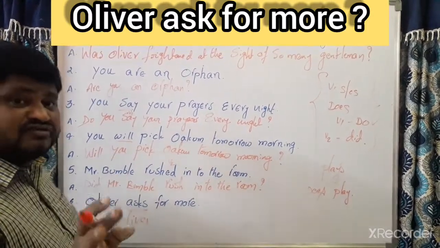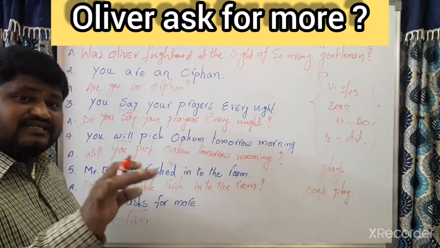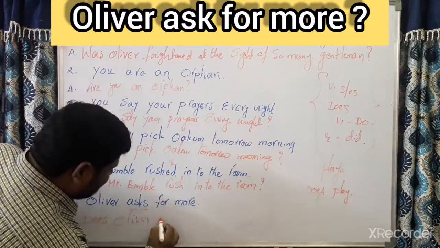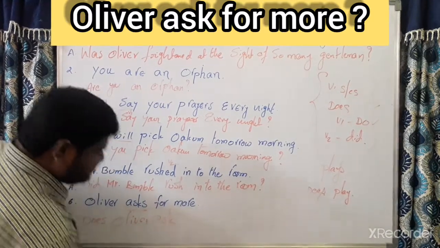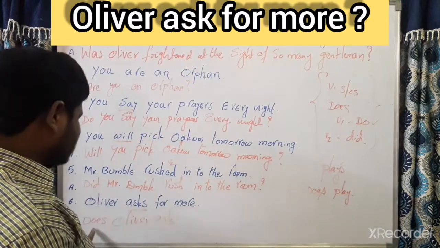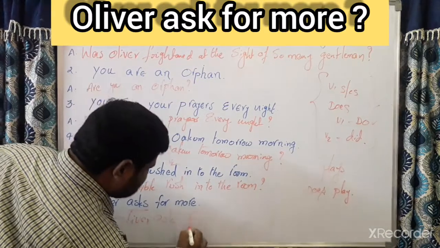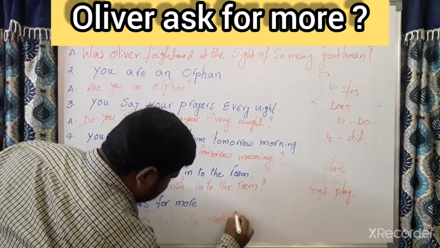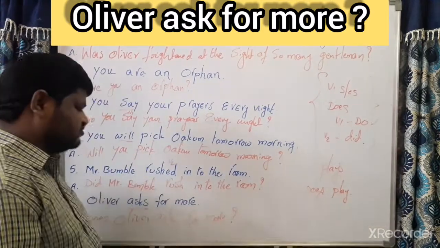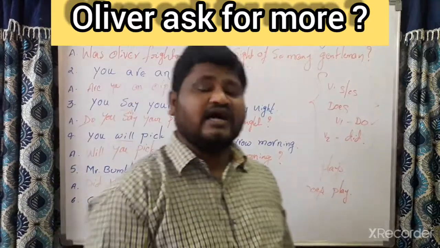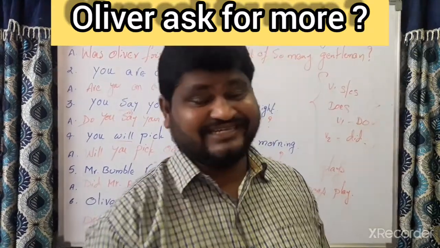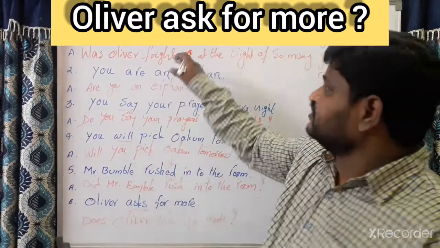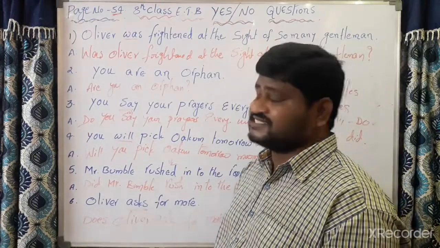Again you should not write in the sentence that asks. So you have to write only ask. Okay, does Oliver ask for more? Immediately you have to put the question mark after ending the sentence. Okay friend, so this is what we are calling yes or no type questions.